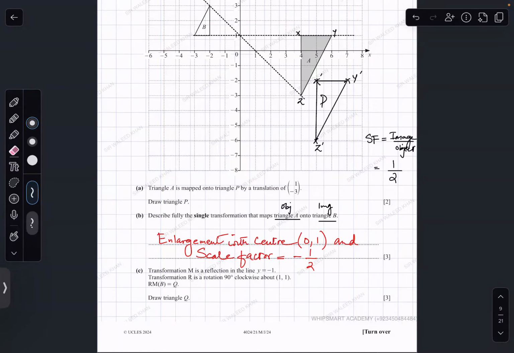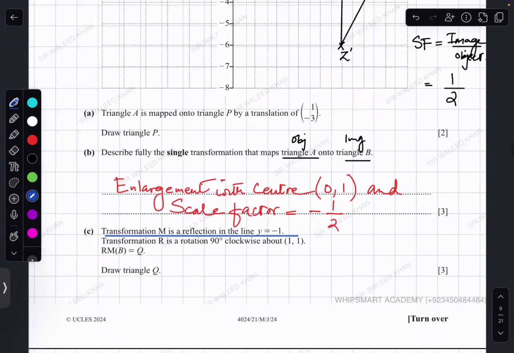First, I have to look at this. Transformation M is a reflection in the line y is equal to -1. Now, which triangle are we transforming? Look here, which of A and B has been mentioned? They have mentioned B over here. B is being transformed. So we have to transform B. First, what did they do? Reflection in the line y is equal to -1. Where is the line y is equal to -1? This one.